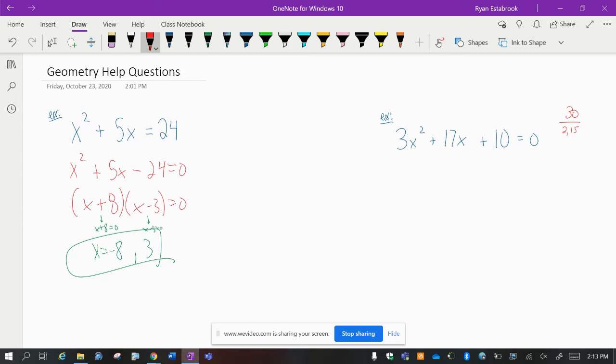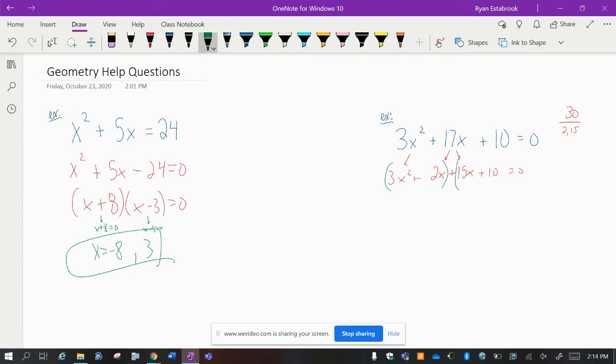Try a lot of things. I know this is the winning pair. We're going to split that middle term. The 17x becomes 2x plus 15x. Everything else will be exactly the same. And we have 4 terms.